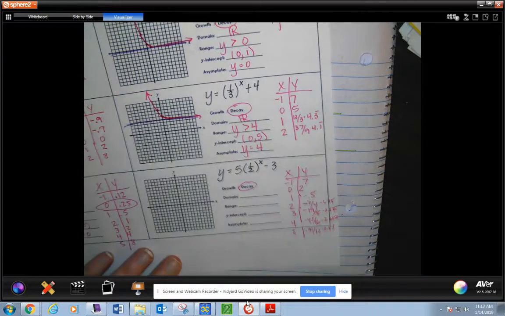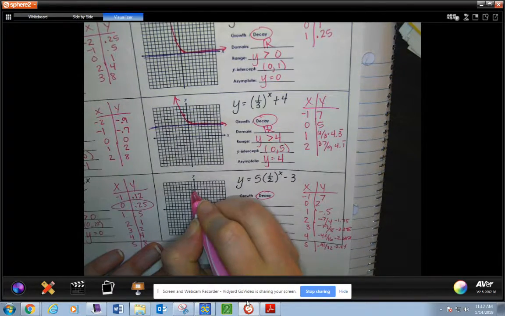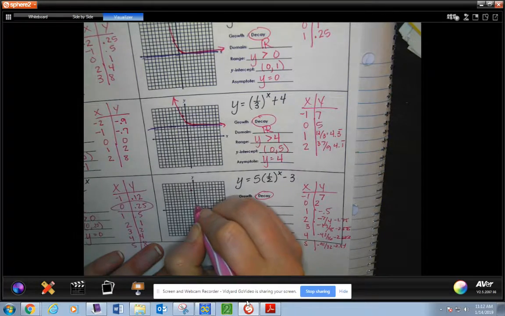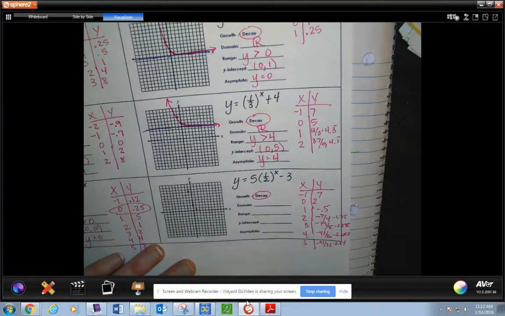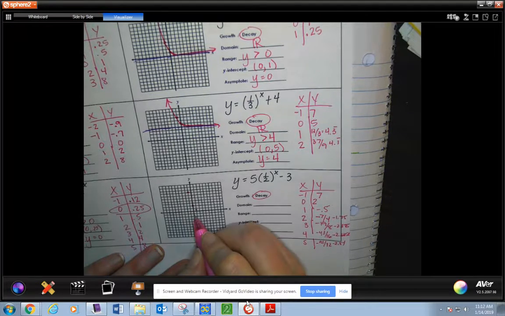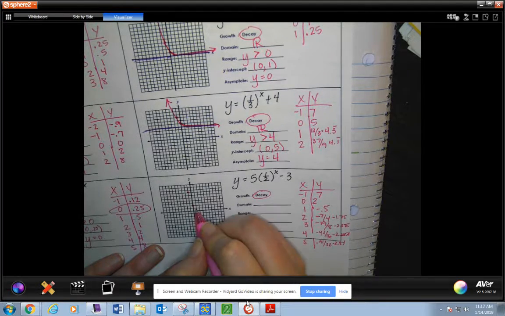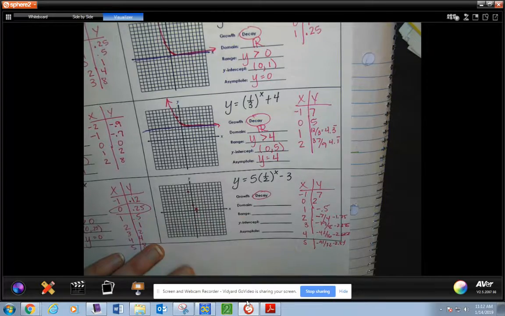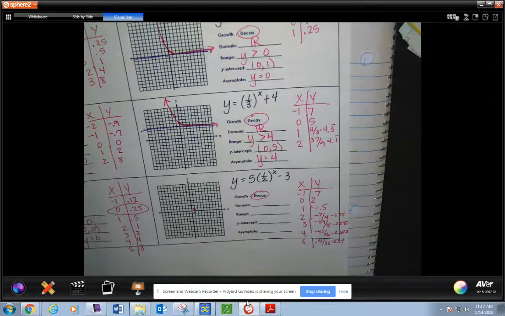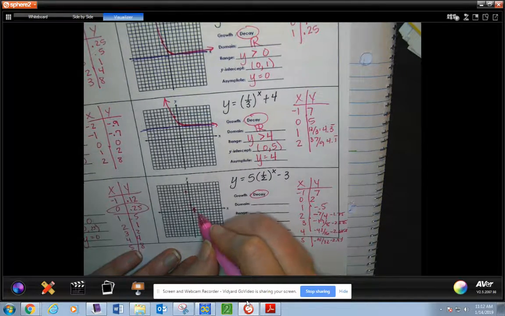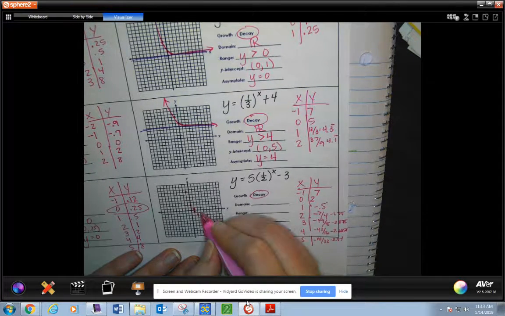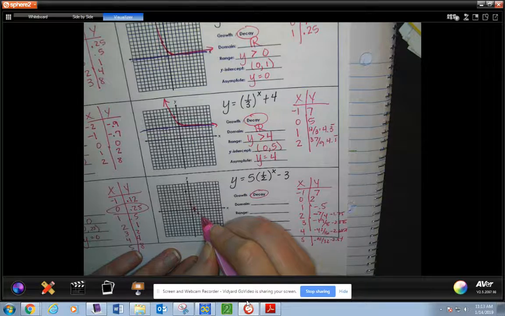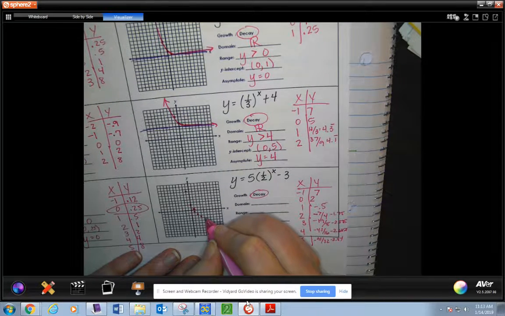Okay, I'm going to graph this. Negative 1 and 7, 0 and 2, 1 and about a half. Oh, wait, a negative half. My bad, negative half. We're going to do 2 and negative 1.75. We're going to do 3 and negative 2.3 something. And we're going to do 4 and about there.